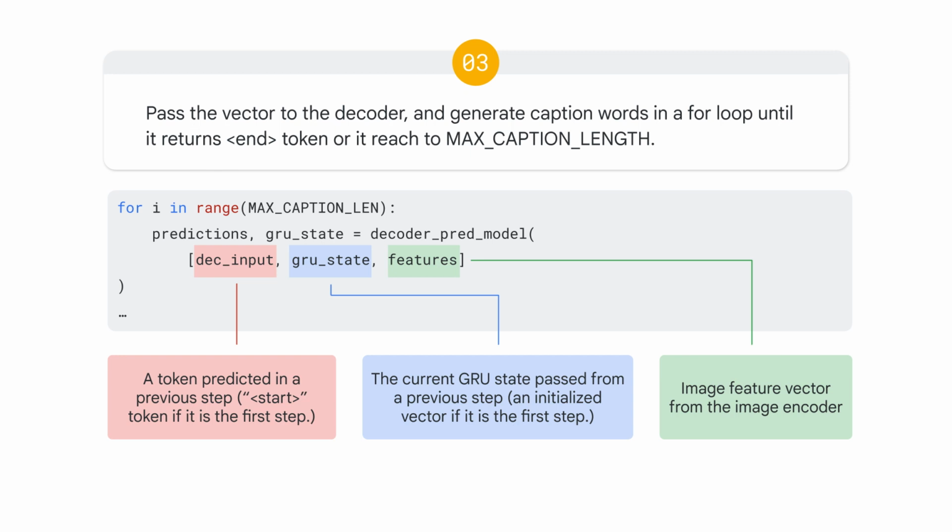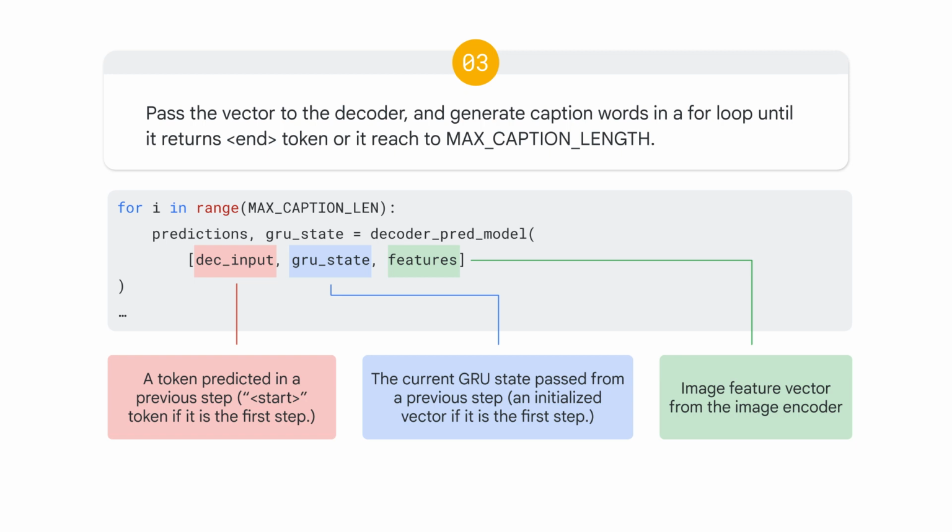And the last phase, the decoder for loop. It is a bit complex, so I will explain it in more detail in the next video with the actual code. But the main thing here is to call the decoder by passing three things. Deco input means decoder input, which should have the word token predicted in the previous iteration. And as we talked, if it is the first iteration, this would be the start token.